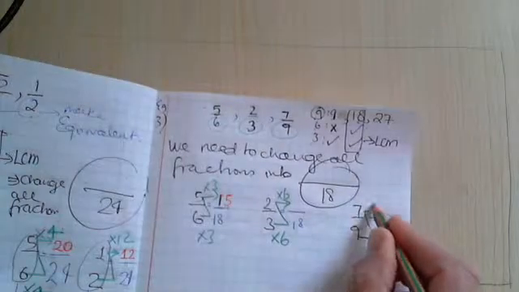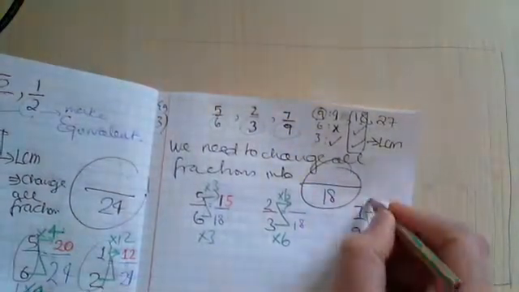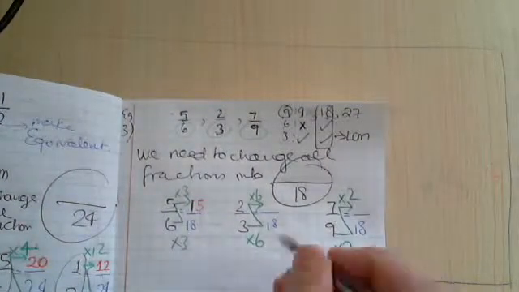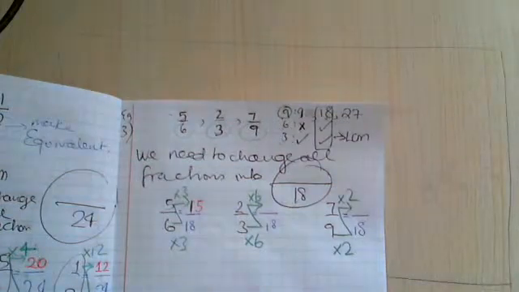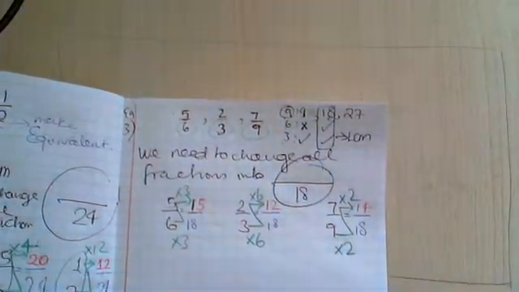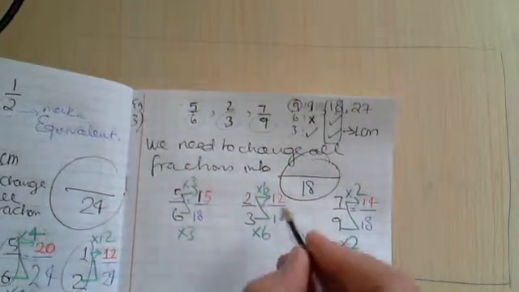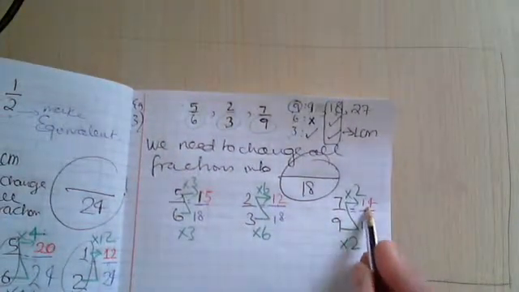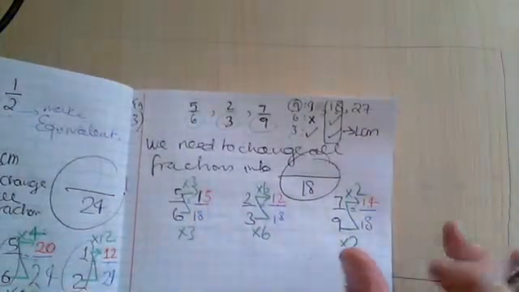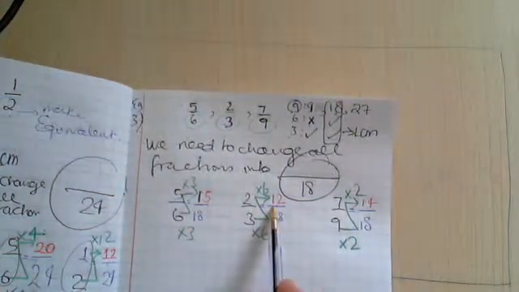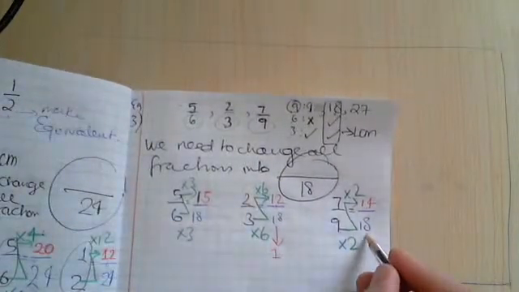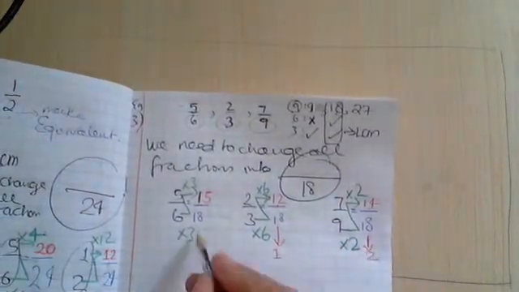9 to 18, what do we do? Times the bottom by 2, so the top one also by 2. So 2 times by 6 will give us an answer of 12 eighteenths. 7 times by 2 will give us an answer of 14 eighteenths. So here we go. We have 12 eighteenths, 14 eighteenths, and 15 eighteenths. Everything is in terms of eighteenths, so the same size fraction. So we can now easily say this is the smallest, this is the next, and the largest one is?